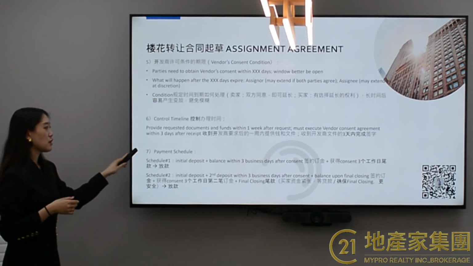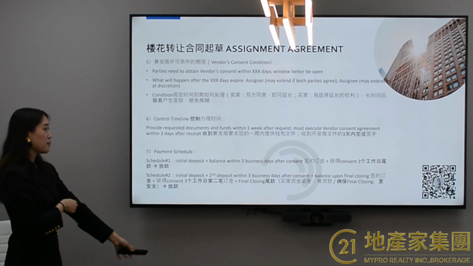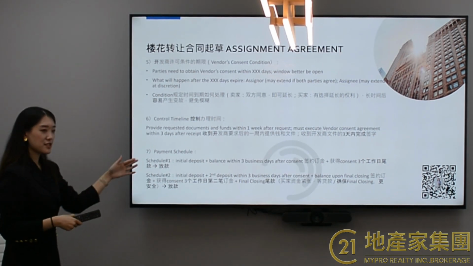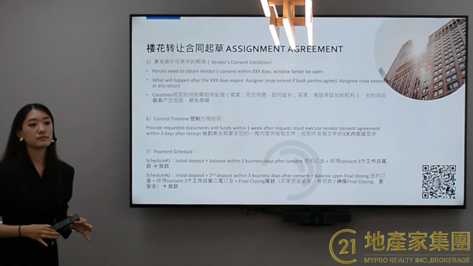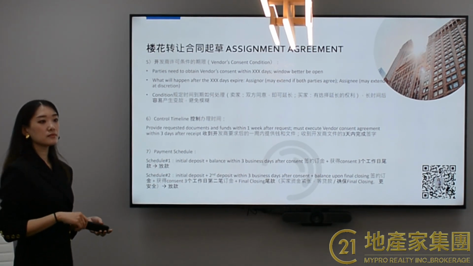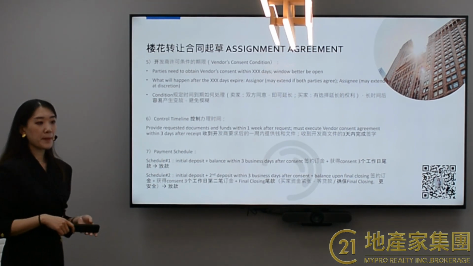Okay, so there are a lot of other variants based on those two kinds, but that's the basic payment schedule. So, question. Let's say we are using the Schedule 1 type of payment schedule, right?